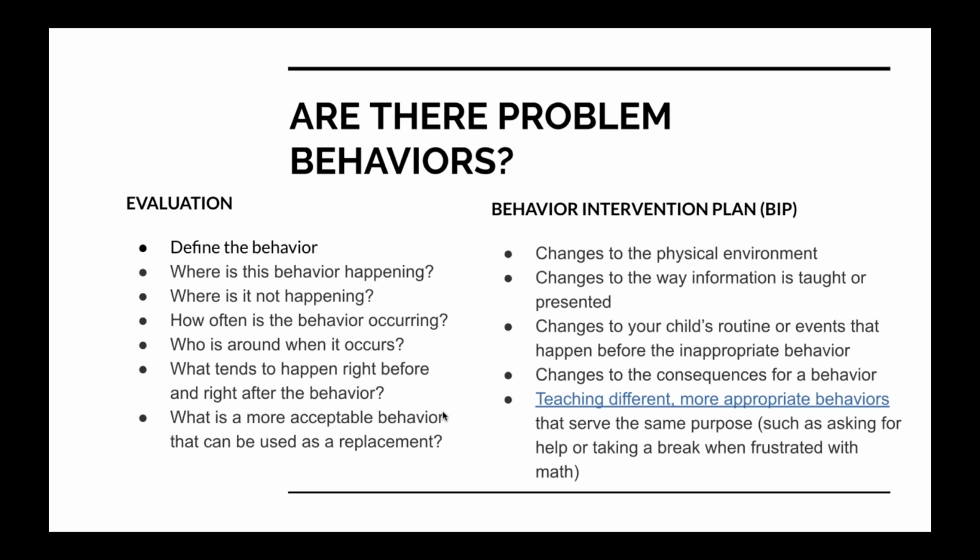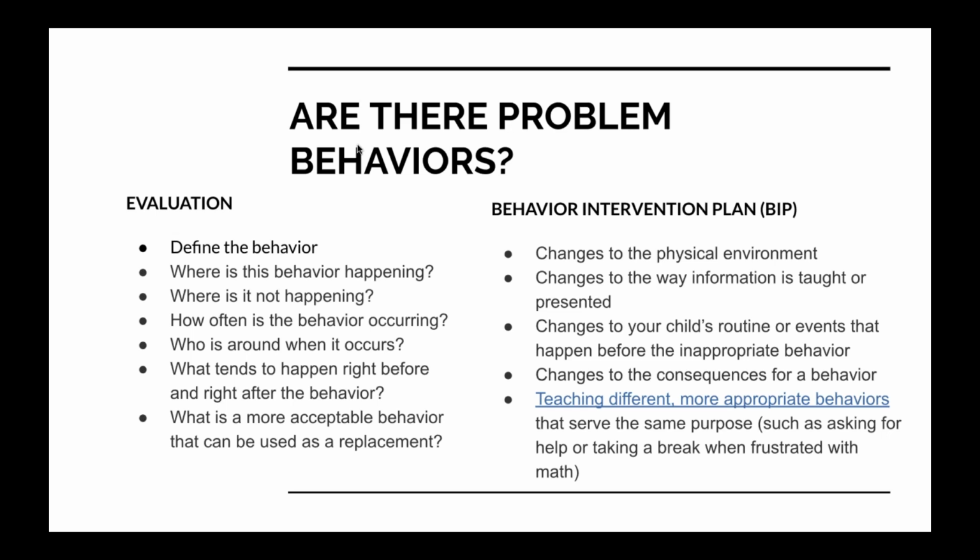Do they self-injure? Do they talk to their friends too much and that interrupts their ability to access the curriculum? Do they get lost often in the hallway? Should this be done in conjunction with the orientation and mobility specialists? Yes, all these things. Who's around it when it occurs? What tends to happen right before and after? What's acceptable? What isn't? And then from that, you're going to put together a behavior intervention plan.